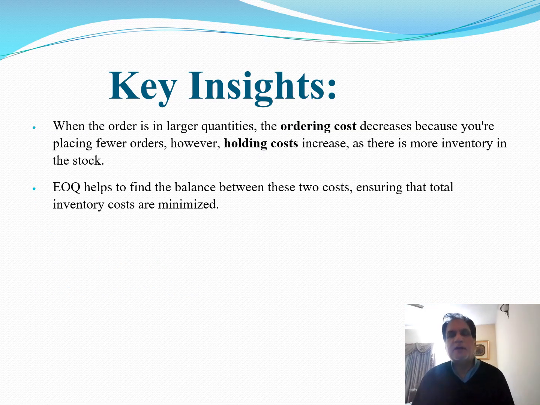Key insights: the basic learning from this formula is that when the order is in larger quantity, the ordering cost decreases because you are placing fewer orders and the cost is fixed. However, holding cost increases as there is more inventory in the stock. So EOQ helps to find the balance between the two costs, ensuring that total inventory costs are minimized.